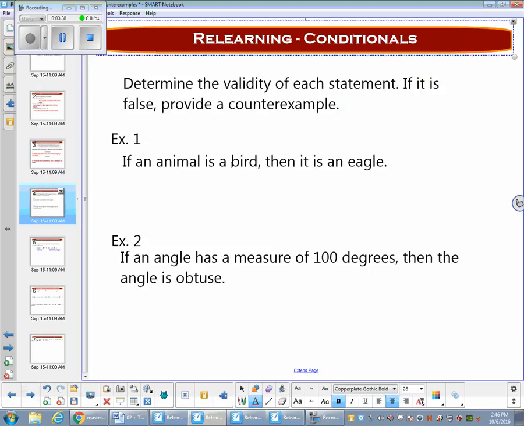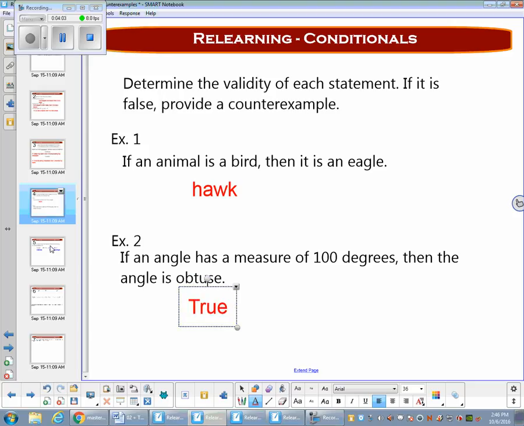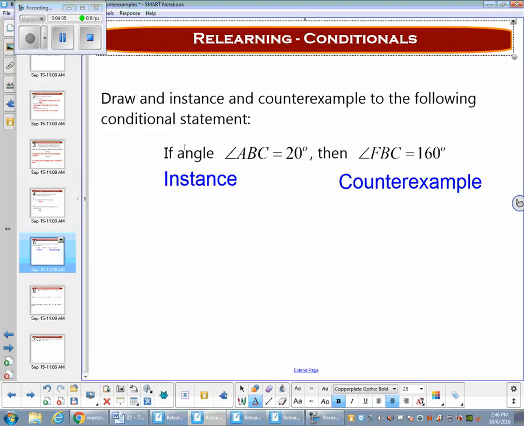All right, so now we're going to determine the validity of each statement and provide a counterexample. If an animal is a bird, then it's an eagle. That's not true, because an animal could be a hawk. That would be a counterexample, something that proves it false. If an angle has a measure of 100 degrees, then it's obtuse. That's always true. That has to happen.